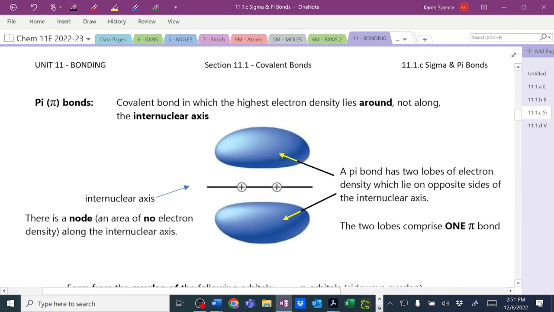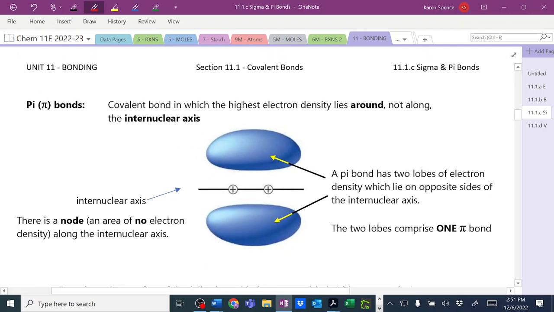Now, here's a pi bond. Here's nucleus 1. Here's nucleus 2. And these are where the electrons live. Where do they live? Do they live along the internuclear axis? No, they are above and below the internuclear axis. So on opposite sides of the internuclear axis. So for example, above and below.